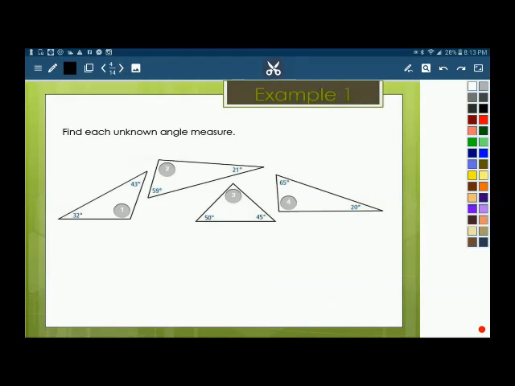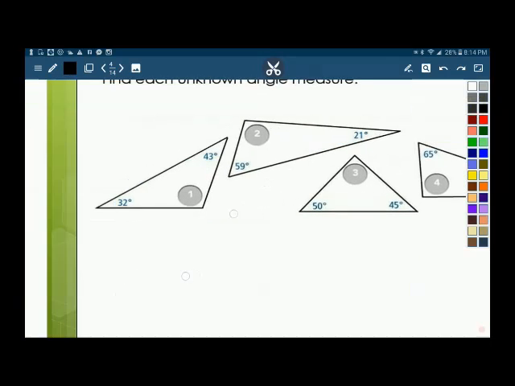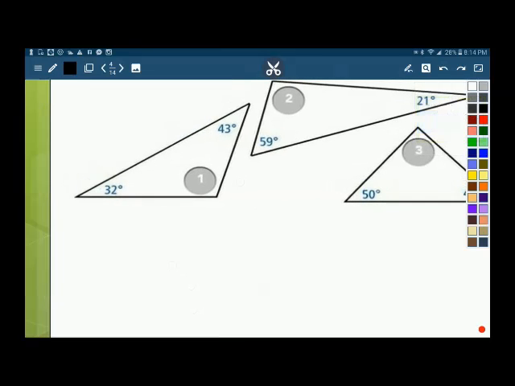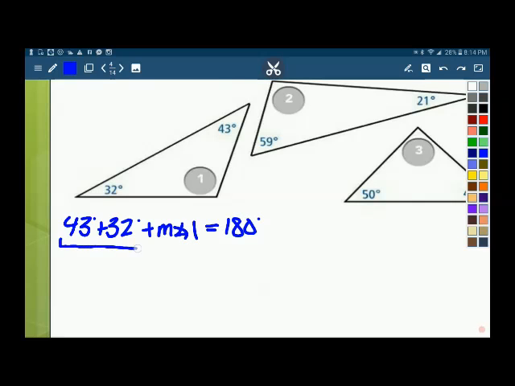Okay, so let's take a look at the first example. It says find each unknown angle measure. So I have these triangles where one of the angles is grayed out and circled. That's the angle that we're trying to find. So in this first one, we're going to find the measure of angle 1. Well, all you need to do is add all three angles together. So 43 degrees plus 32 degrees plus the last angle, which is the measure of angle 1, is equal to 180 degrees.